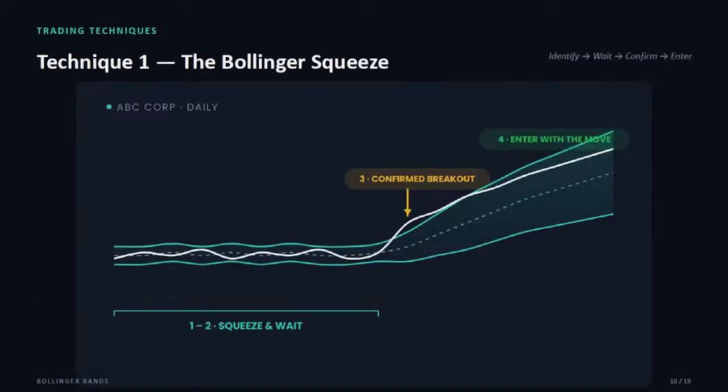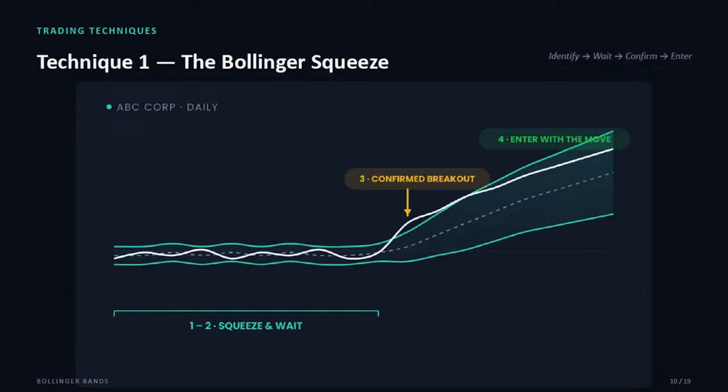Our first technique is called the squeeze, and it builds directly on the bandwidth concept we discussed a few slides ago. Here's the setup. You're watching a chart, and you notice the bands have pulled in tighter than usual, much narrower than their recent typical range. This tells you volatility has dropped to an unusually low level for this particular market. Historically, these low volatility periods tend to resolve into a sharper move, because markets rarely stay quiet forever. It's a bit like energy building up in a coiled spring.